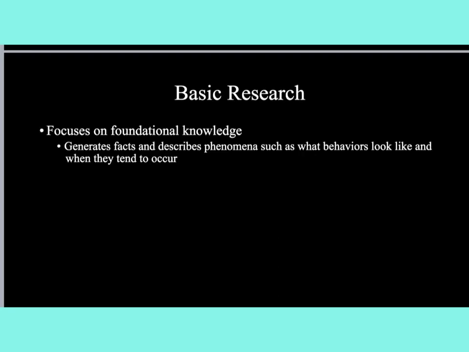There are two main categories of research: basic research and applied research. Basic research produces foundational knowledge. This form of research generates facts and describes phenomena such as what behaviors look like and when they tend to occur. Think back to the goals of psychology from earlier in this video and see if you can decide which goals are best served by basic research.